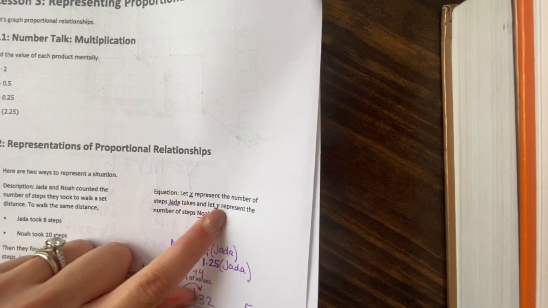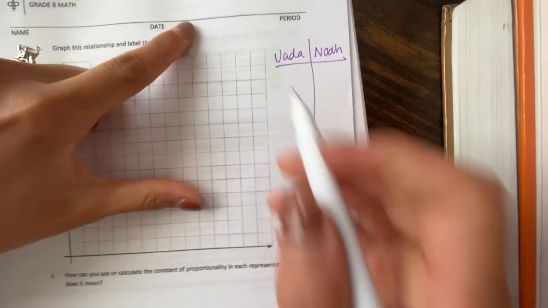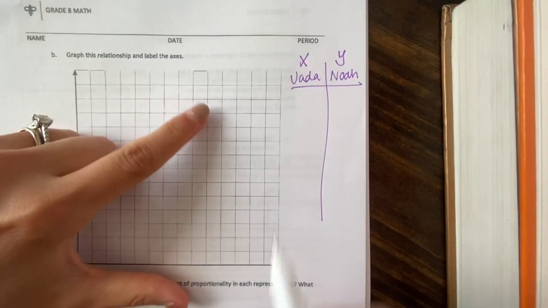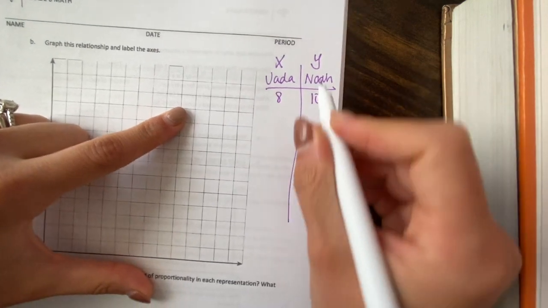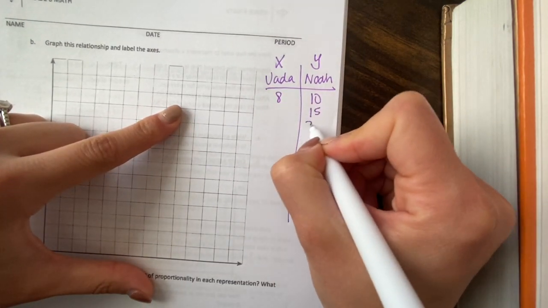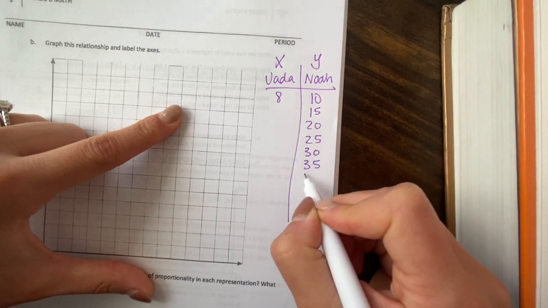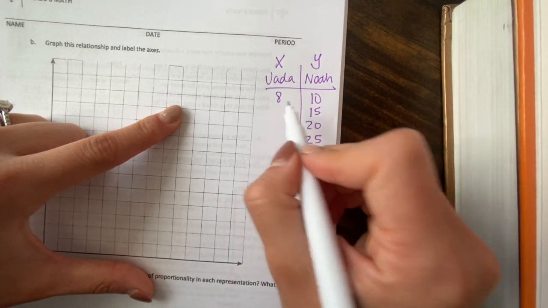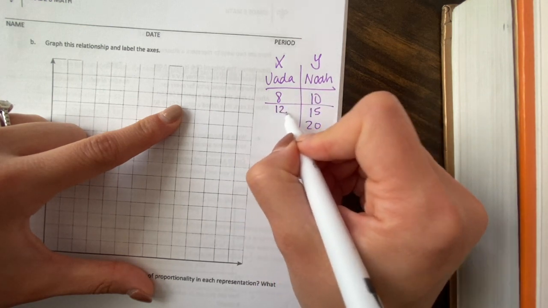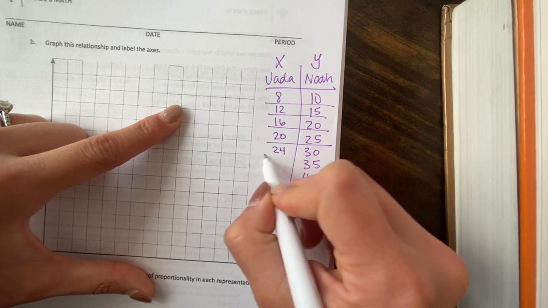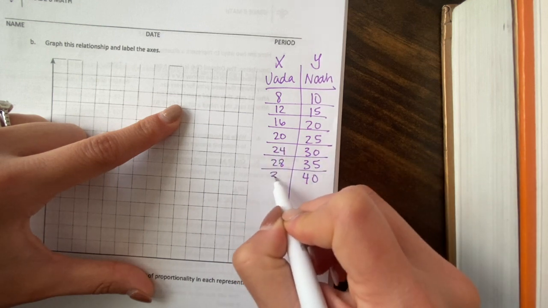And then we know Jada is X and Noah is Y. So we can go ahead and put an X and a Y here. And then what do we start with? 8 and 10. So this was easier. So 10, 15, 20. And it doesn't really matter how far you go. You know, these are increasing by 5. These are increasing by 4. So what is this? 12, 16, 20, 24, 28, 32.